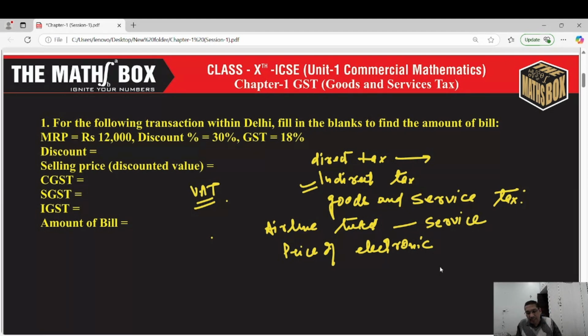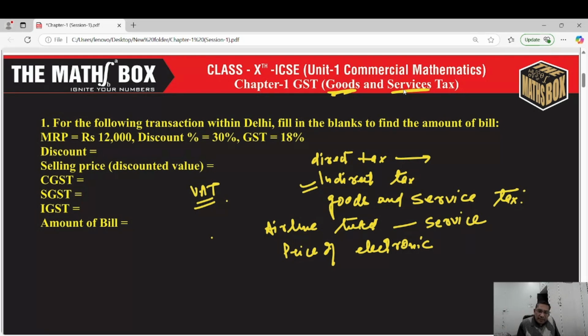So the government levied GST, that's why the name is goods and service tax. The goods are the tangible items and services are those which we are using up. We cannot see them, but we are using them. That is service. So we have to pay tax for both these things.